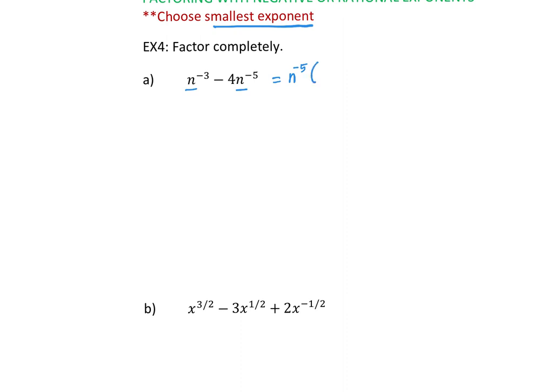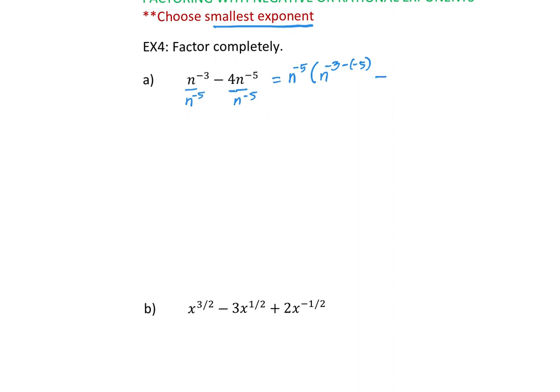And then what remains will be in parentheses. So remember what we're doing. When we're factoring out, we're dividing each term by what we're pulling out. So I'm actually dividing by n to the negative 5. And by our properties of exponents, remember that's subtraction. So in the first term, it's going to be n to the negative 3 minus negative 5, or n to the negative 3 plus 5.